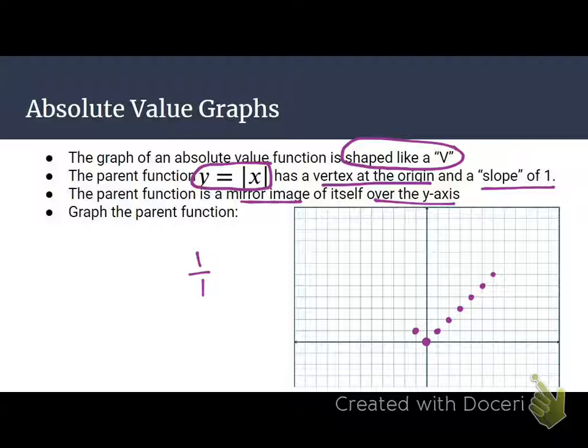Next point is 2 away. And then we can see that we keep going kind of with the same type of slope except on the other side. Okay, and we can keep doing that to get more and more points. Then all that's left is for us to fill in our V, put the lines in that make it. And then put our arrows on the ends, and we have graphed our parent absolute value function.